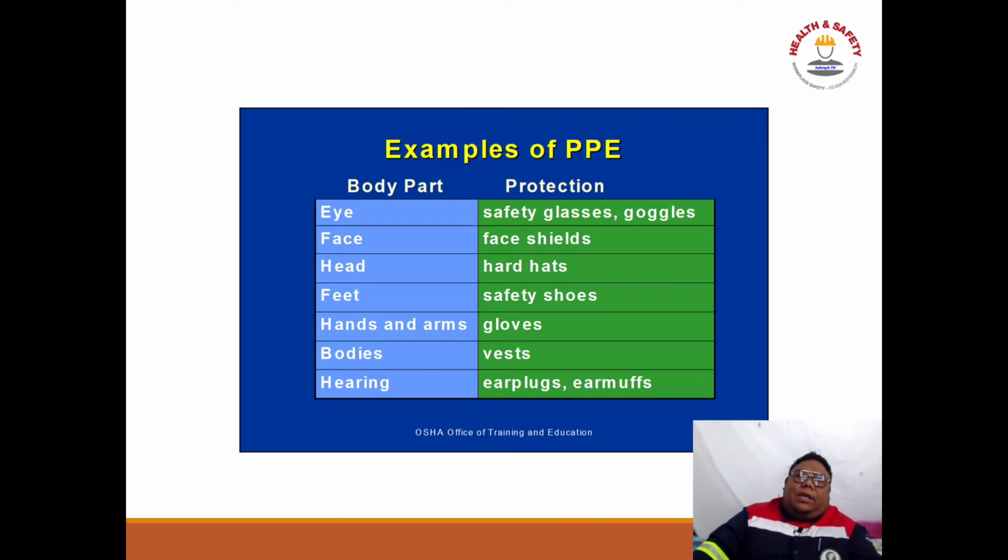For eyes, safety glasses and goggles. Face, guys, is to provide face shields. Head, provide a hard hat or safety helmet. Feet are for safety shoes and safety toe guards. Hands and arms, gloves. Body, safety vest. And hearing, guys, is earplugs and earmuffs. Okay, but there are many types of PPE. As I have told you, it depends upon the type of activity, which requires special PPE.